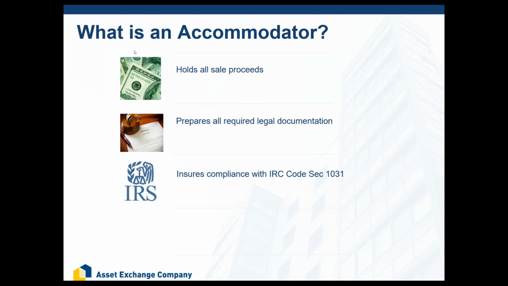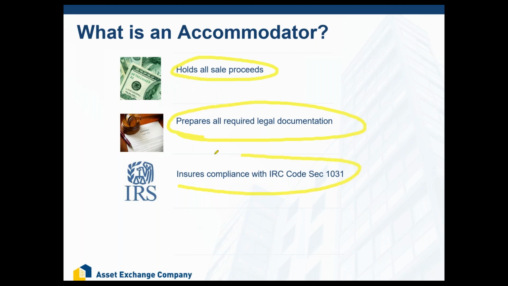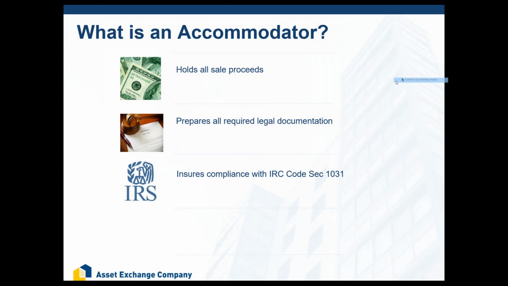Just so you know, as a 1031 exchange company or accommodator, we're not out there buying and selling real estate. We don't sell escrow or title insurance. The only thing that a 1031 exchange company does is facilitate 1031 exchanges. And what does that mean? Well, number one, when your client does an exchange, we hold all of their sale proceeds because they can't touch the money when you do an exchange. Number two, we're going to prepare all the legal documents that are required. And very importantly, number three, we're going to ensure that the client is in compliance with the 1031 exchange rules and regulations.